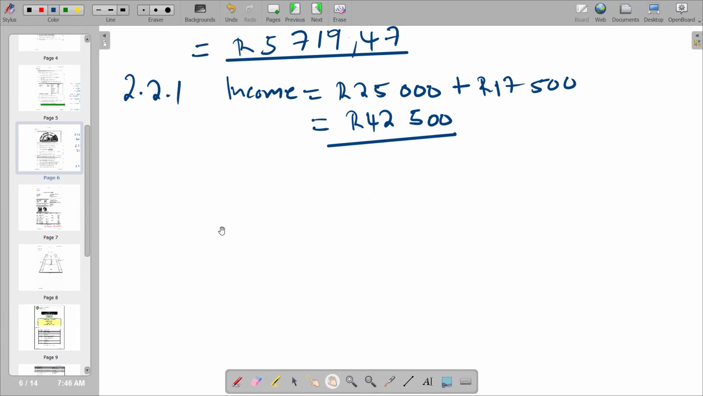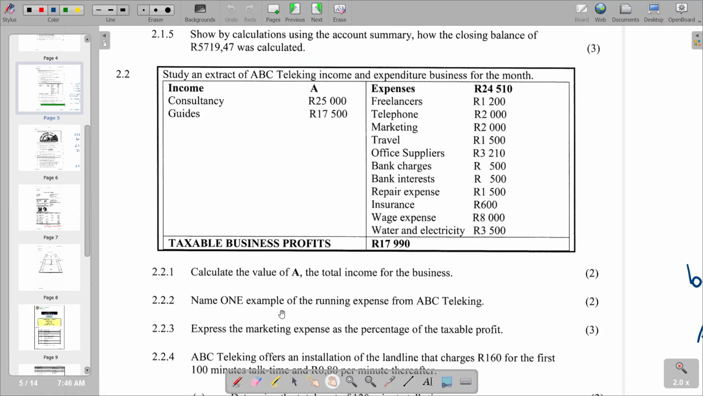So moving on to the next part, which is now going to be 2.2.2. Name one example of a running expense from ABC Telecom. So we've got expenses this side. So a running expense basically is an expense that is incurred from month to month. Every month we have got that expense. For example, we have water and electricity. It's something that has to be paid as an expense each and every month. So it becomes a running expense. So we've got water and electricity, which is 2.2.2.